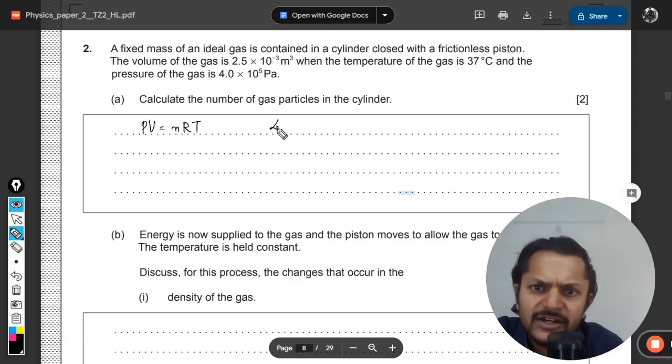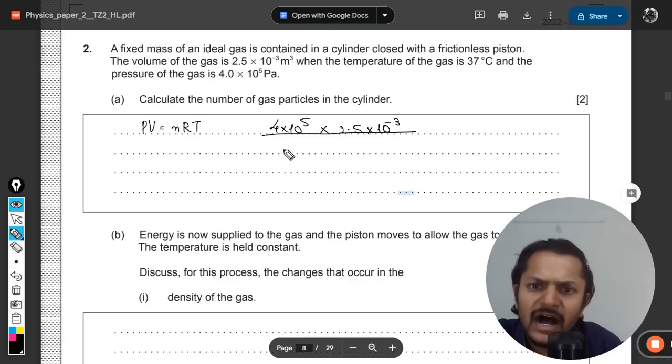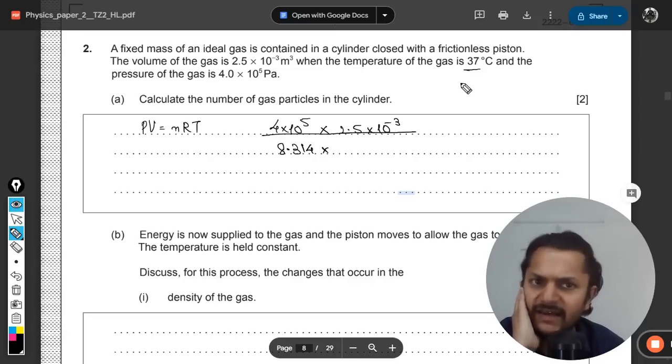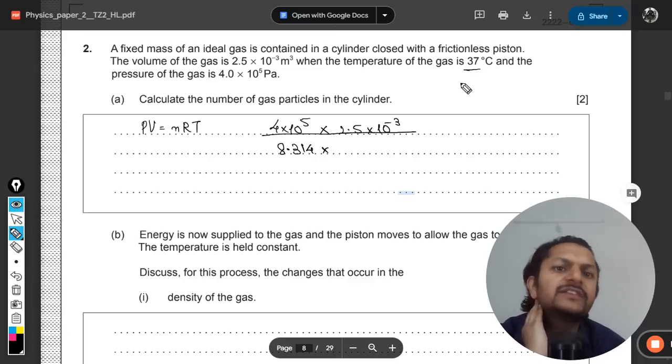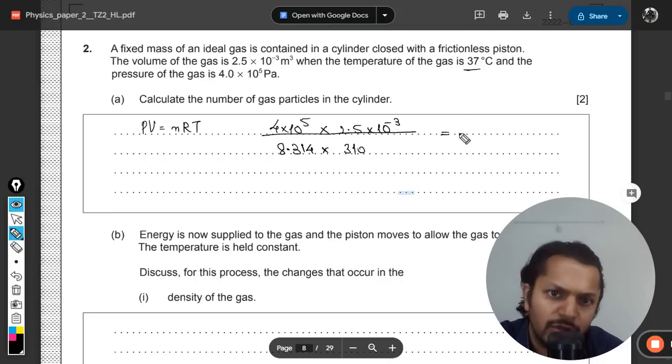Pressure is 4 into 10 raised to power 5. Volume is 2.5 into 10 raised to negative 3. R will be taken as 8.314 and the temperature will be 37, so 273 plus 37 is 310. This is the number of moles.